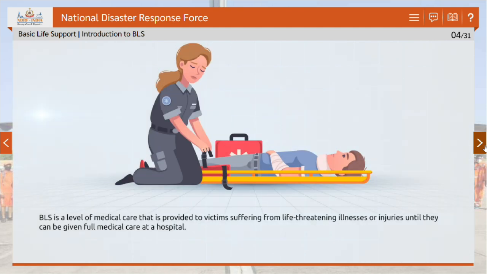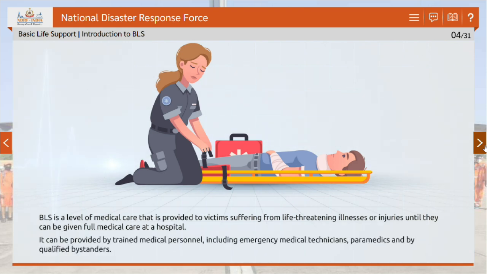BLS is a level of medical care that is provided to victims suffering from life-threatening illnesses or injuries until they can be given full medical care at a hospital. It can be provided by trained medical personnel, including emergency medical technicians, paramedics, and by qualified bystanders.